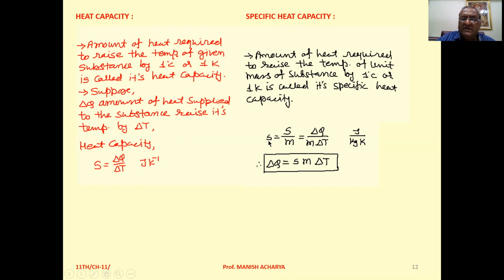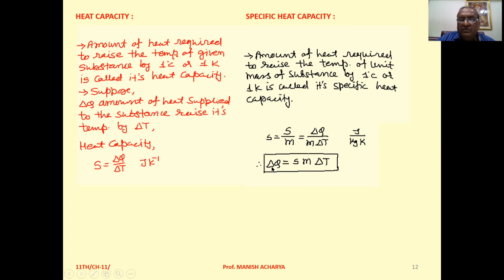So specific heat capacity, small s, is capital S by m, that is delta Q upon m delta T, and the unit will be joule per kilogram Kelvin. So we can rewrite this equation as delta Q equals s m delta T.